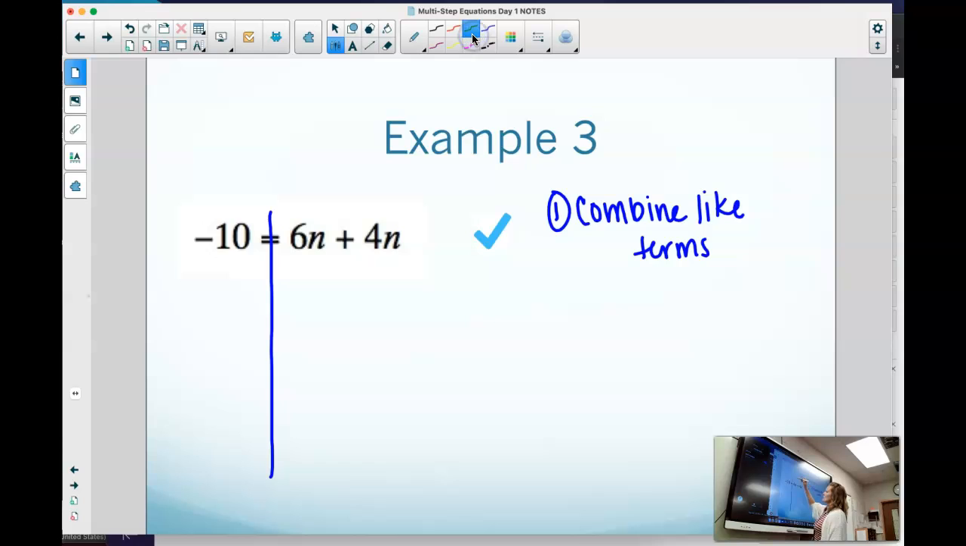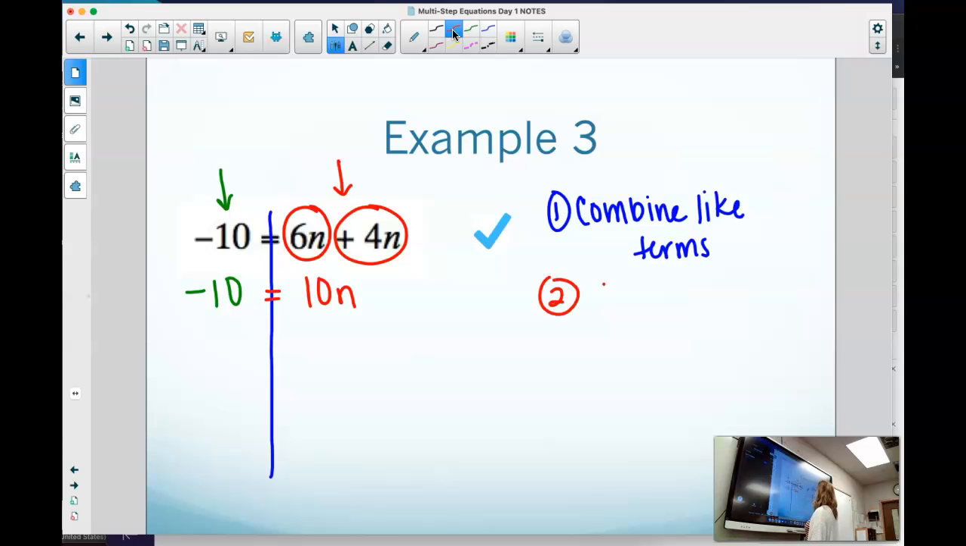Okay, so I'm going to look at the left-hand side first. There's nothing to simplify there. I have negative 10. Then we're going to go to the right-hand side. I'm going to circle the 6n. I also circle the plus 4n because they both have an n. They're like each other. That means I have 10n.